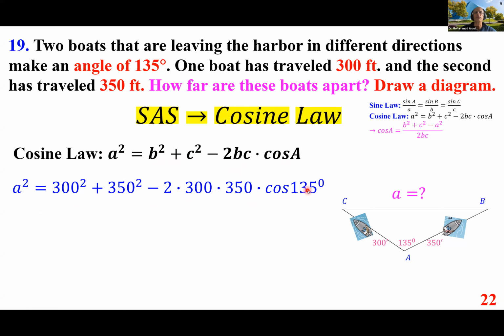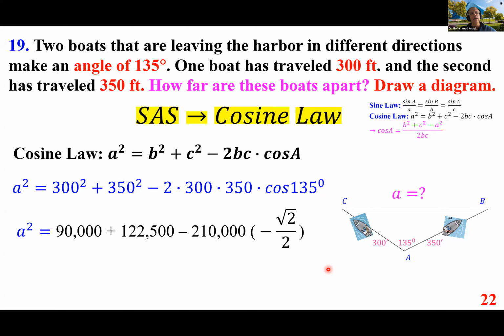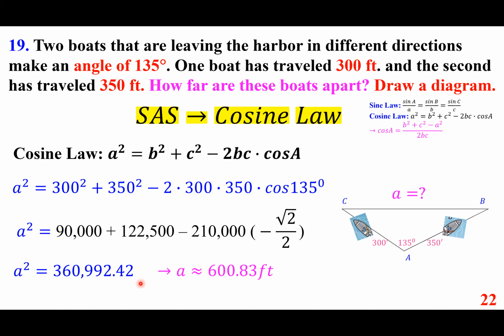The cosine of 135, the reference arc is 45 degrees, the same as cosine of 45 degrees. In the second quadrant, it's negative, okay, minus square root of 2 over 2. At this point, you have to use a calculator, plug it in, and figure out the answer. So A squared is given. You take a root, and A, the distance between the two, is about 600.83 feet. So it's pretty straightforward, everybody.